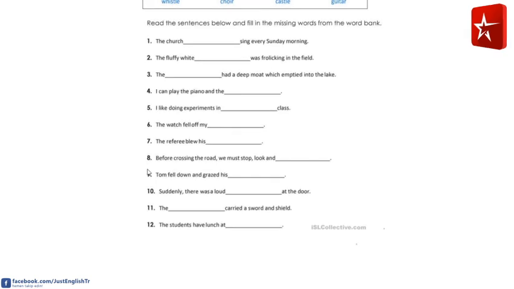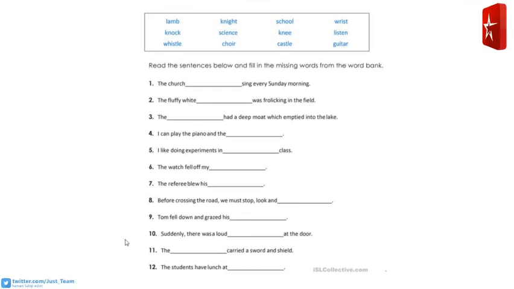Okay, and 11, the last two sentences. 11, the knight carried a sword and shield. Night. Yes, Dylan is really active today. Yes, knight carried a sword and shield. Not castle. Zeynep Yıldırım, Yağmur Yağıt and Soydan Solmaz, you made a mistake for number 11. Maybe you wrote your answer for 12, but I was looking for your answers for number 11. So the knight carried the sword and shield.